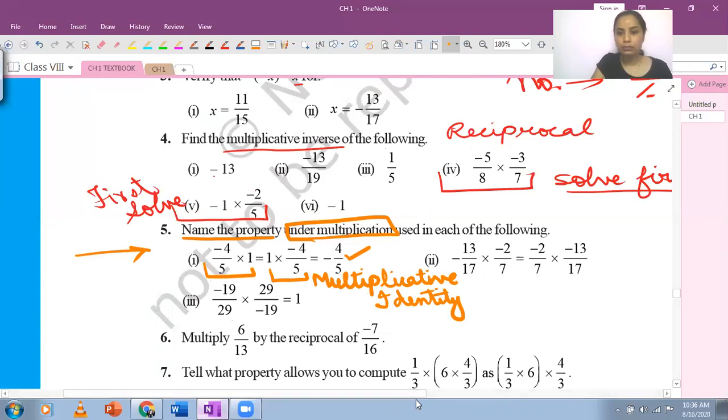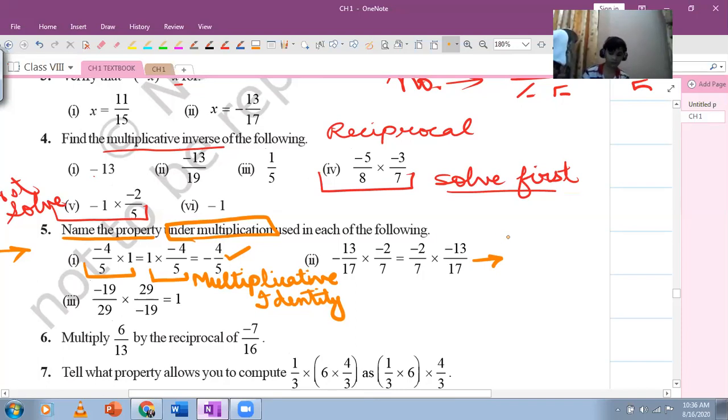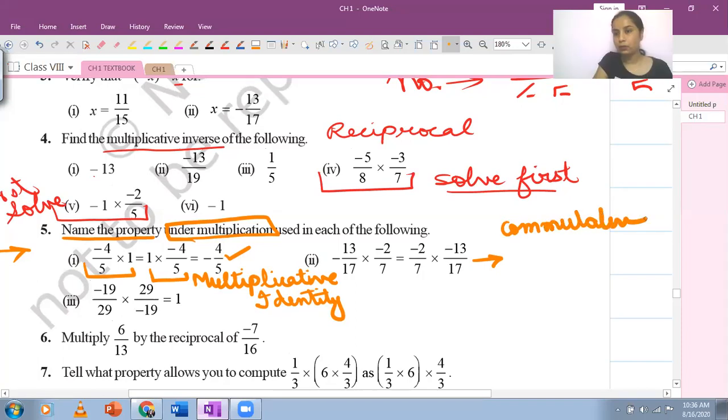What do you think about the second part? Commutative. So this is commutative property. If you want, you can write down the operation also. This is commutative property of multiplication. And multiplication of what? Rational numbers.